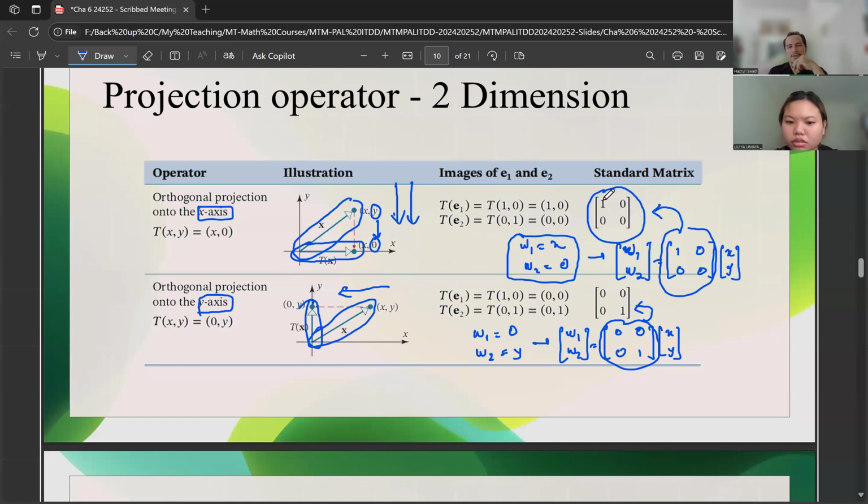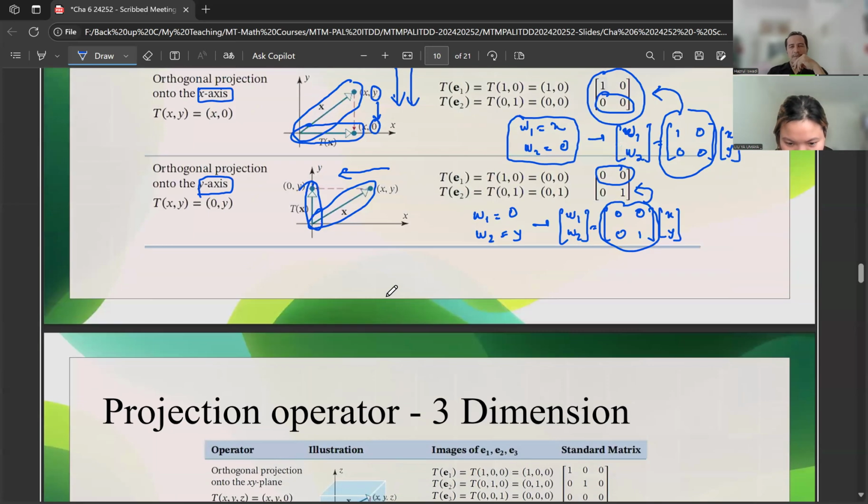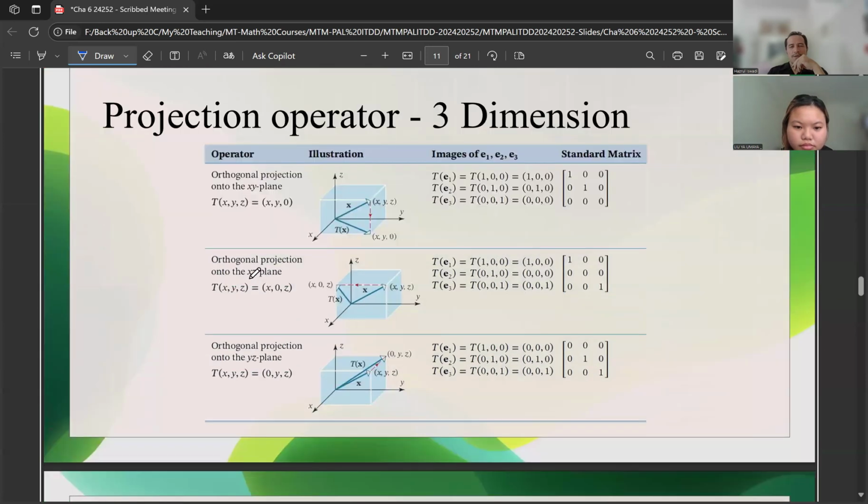You must know the pattern, harus tahu polanya ya. Kalau proyeksi terhadap sumbu x justru y-nya 0, baris y-nya 0. Kalau proyeksi terhadap sumbu y justru baris x-nya yang 0. So you must know the pattern of the matrix standard. Nah, sekarang tadi itu 2 dimensi. This is two dimension. Now we will go to 3 dimension.